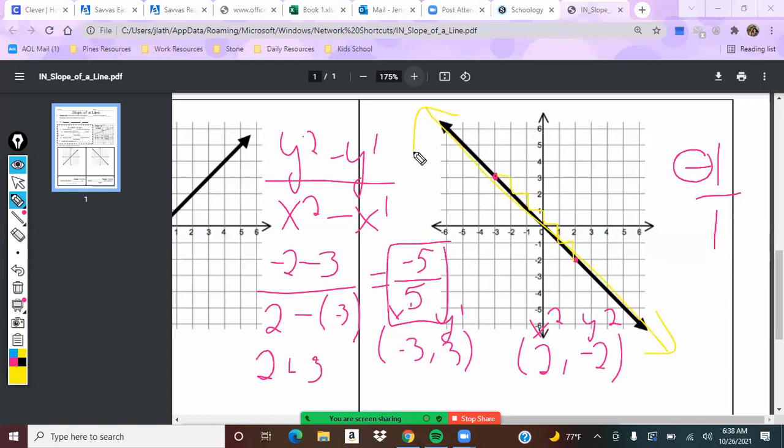So that's it. It's a simple plug and play for slope. I do want you guys to practice, but as long as you can memorize this formula right here, pick any 2 points on the line, plug it in, and you are good to go.